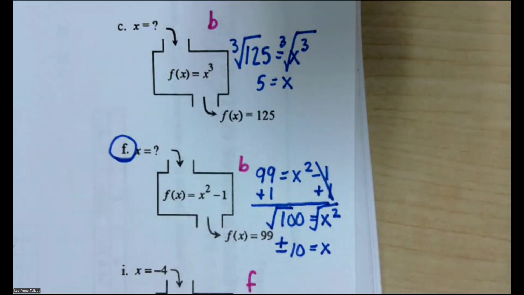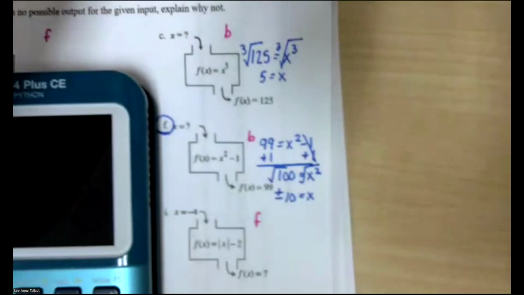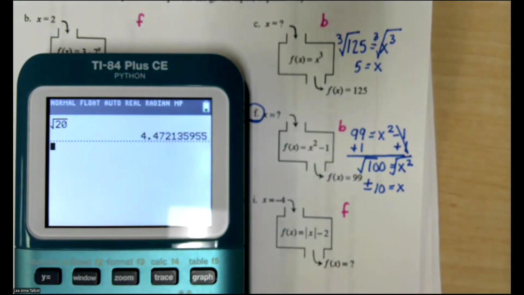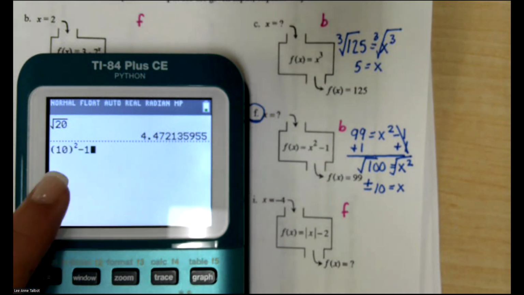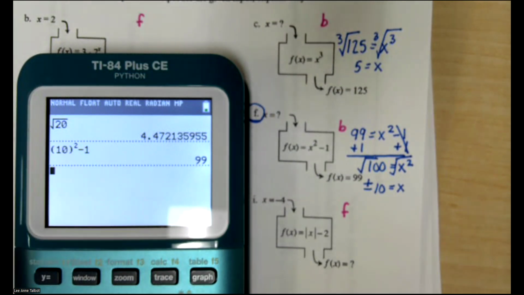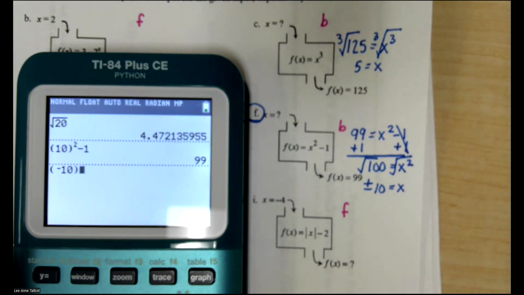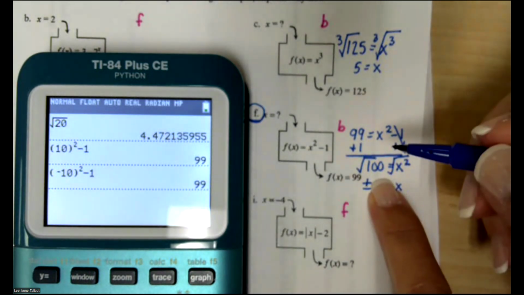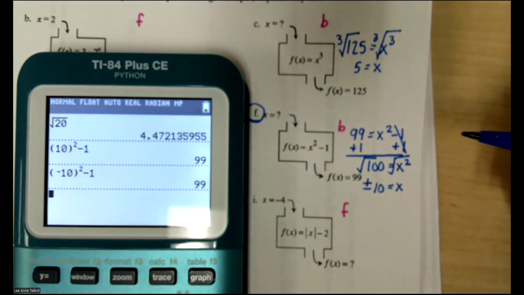Okay, if you're really, really concerned about that, which I don't blame you if you are, let's see if Mrs. Talbot is making up crazy stuff. What is 10 squared minus 1? 99. Okay. What is -10 squared minus 1? 99. Oh no, they both work. Okay, so what you have to do is you have to remember when you square root both sides, there's 2 possible answers.